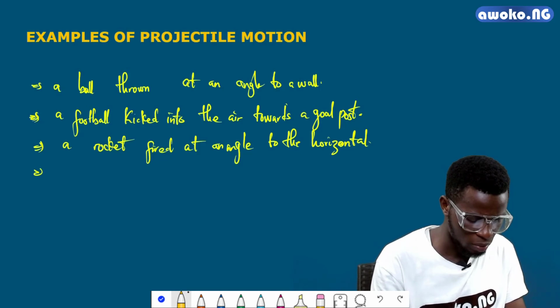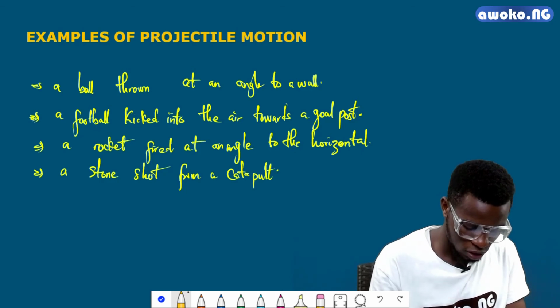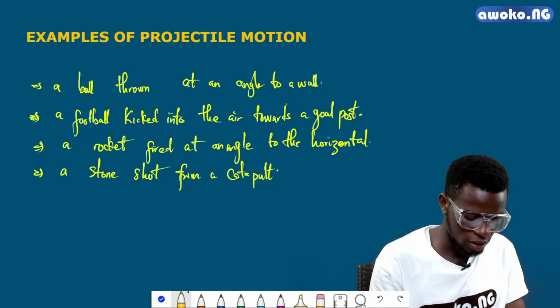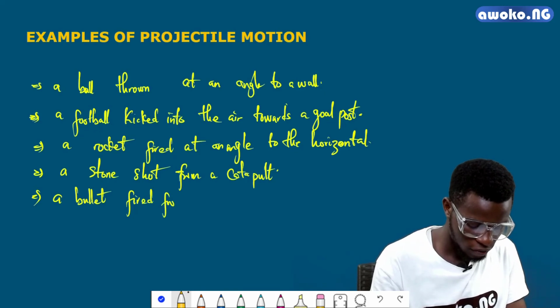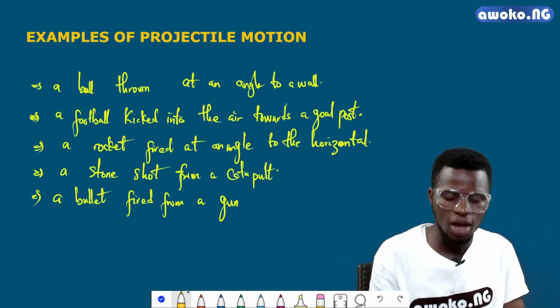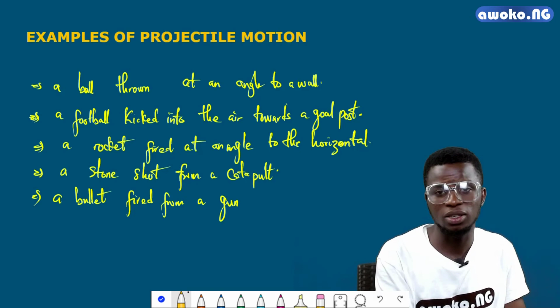Let us consider two more examples. A stone shot from a catapult is also an example of a projectile motion. The last example we have here is a bullet fired from a gun. Realize that all these are common examples of projectile motion and they can be seen in our environment.